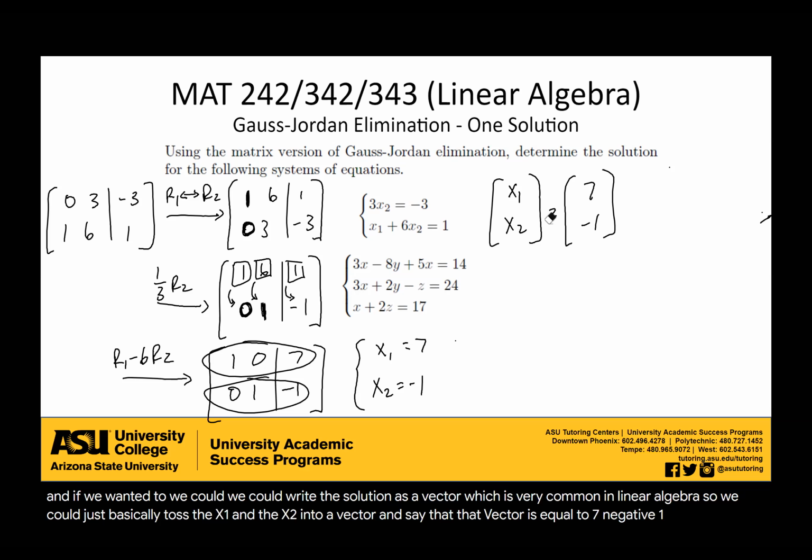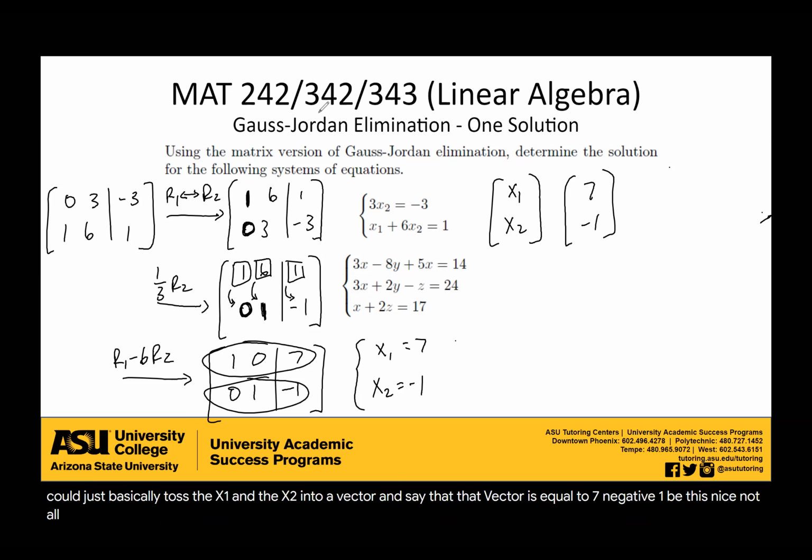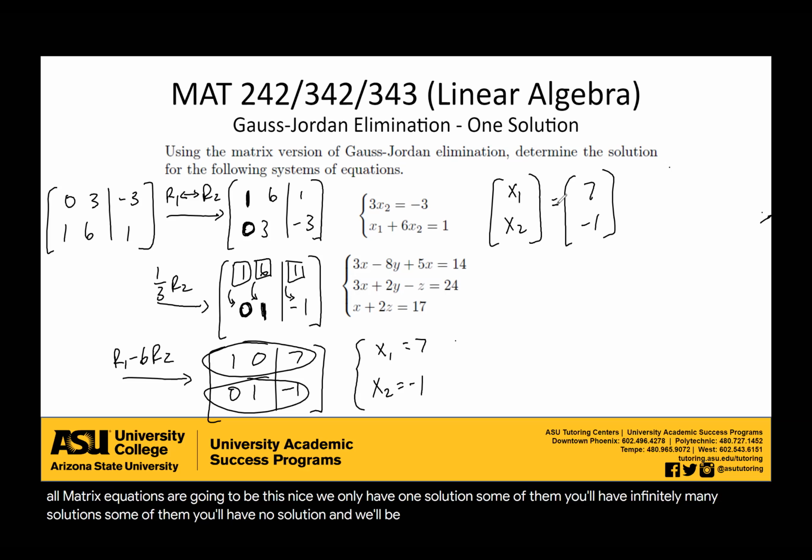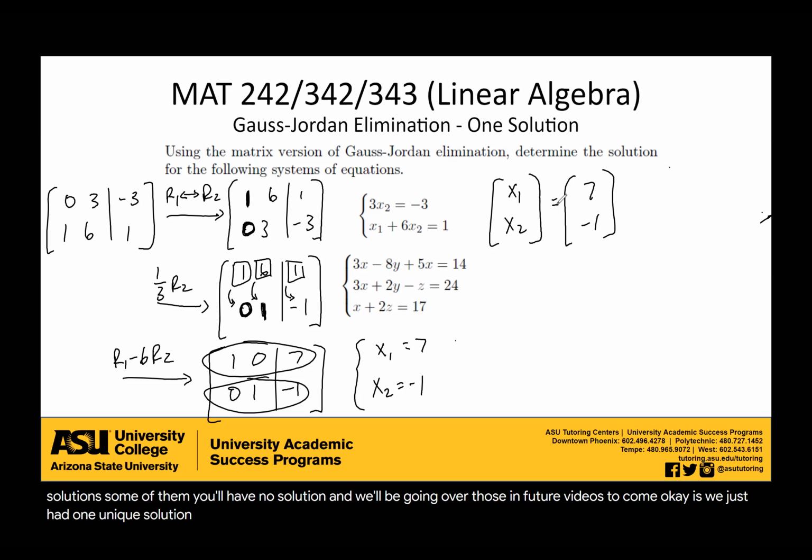Now, not all matrices are going to be this nice. Not all matrix equations are going to be this nice, where you only have one solution. Some of them you'll have infinitely many solutions. Some of them you'll have no solution. And we'll be going over those in future videos to come. But in this case, we just had one unique solution, 7, negative 1.